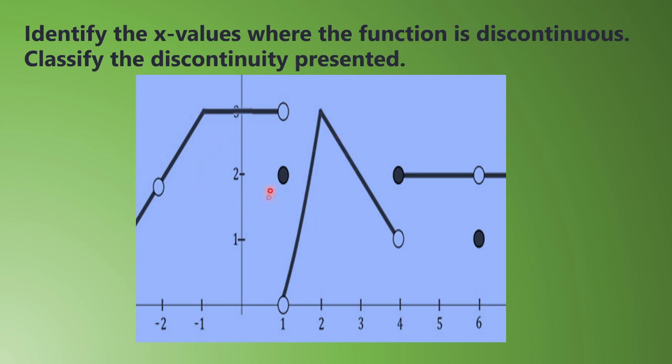We need to identify the x values where the function is discontinuous and identify the discontinuity. So in reference to the given graph, we can see that we are discontinuous at x equal to -2, 1, 4, and 6. We have a removable or hole discontinuity at x equal to -2. The limit exists, but f of -2 is undefined. So this would be removable.